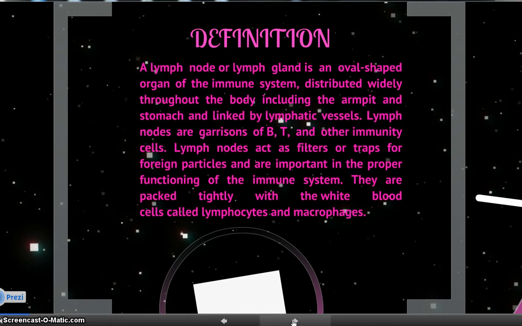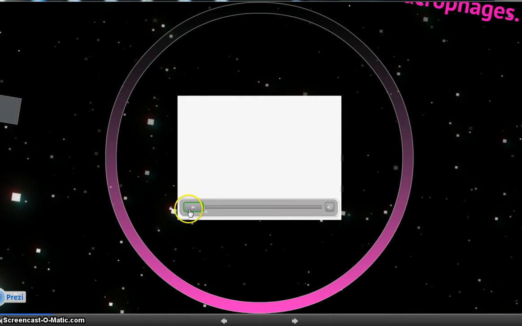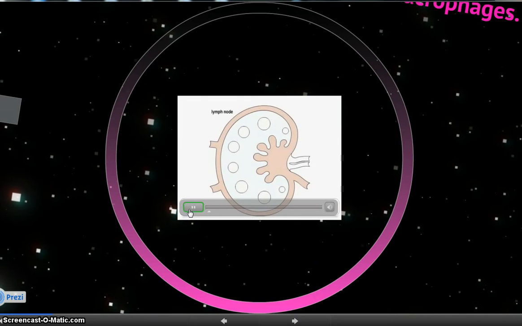Definition: a lymph node or lymph gland is an oval-shaped organ of the immune system, distributed widely throughout the body, including the armpit. Lymphoid organs, such as lymph nodes, have a specialized architecture containing separate T and B cell regions.